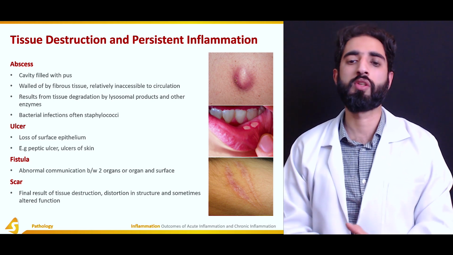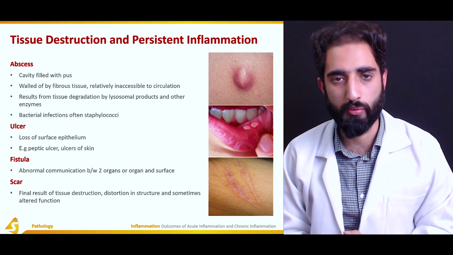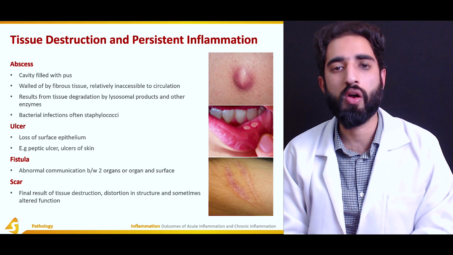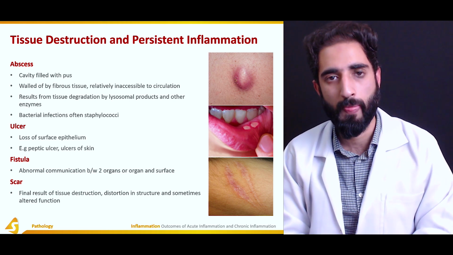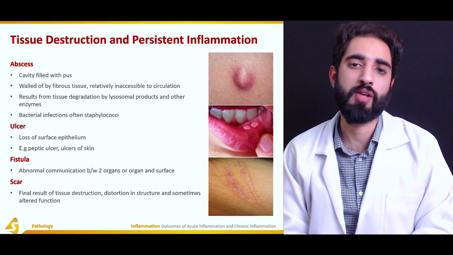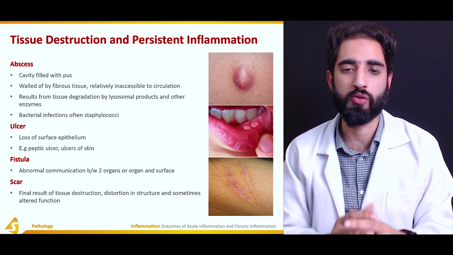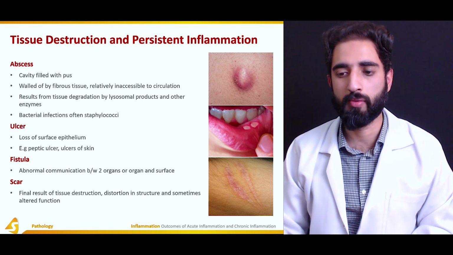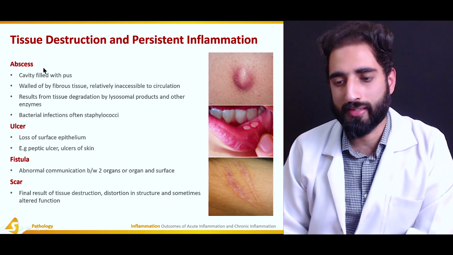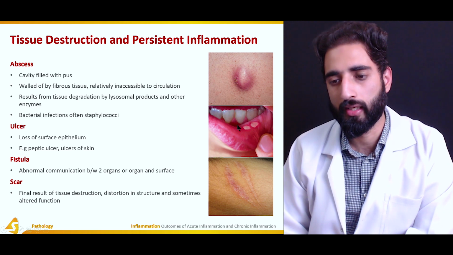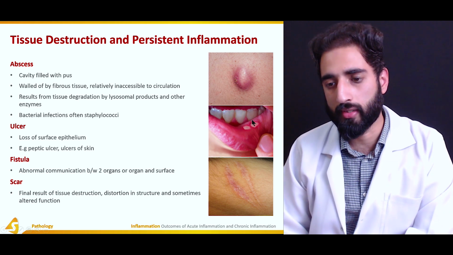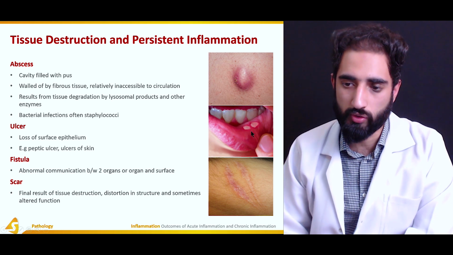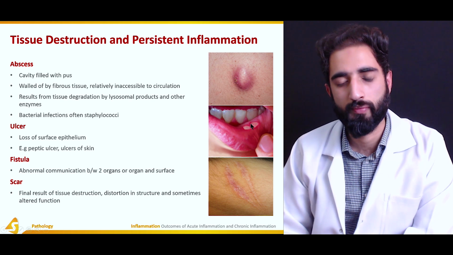The second type of tissue destruction is ulcer formation, and an ulcer forms because of the loss of surface epithelium. Surface epithelium does not necessarily mean that it would be on the skin. It can also be in the GIT, for example, a peptic ulcer, and similarly ulcers of the skin. So here you can see that the epithelium of the oral cavity or the inside of the lips is involved, and there are 2 small ulcers formed here.